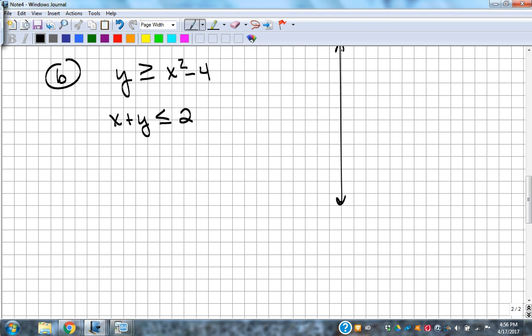I know I've got to go to the negative 4. Make it that way. That'll work. So the parabola there has a y-intercept of negative 4. And then plug in a 1. 1 squared is 1 minus 4 is negative 3.